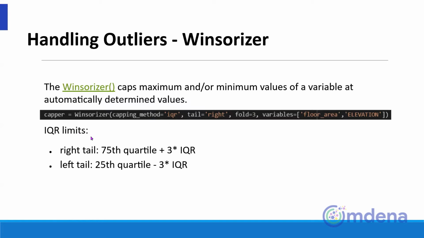So basically what it does is it calculates the 75th quartile value and adds 3 times the interquartile range to it. That is the maximum value to cap for all the values that go above that. And for the left tail, the same way it calculates a minimum value and caps any value that goes beyond that minimum. Since our data is skewed towards the right, I use the IQR method and I use the tail for the right side only. And this is how I use Winsorizer.